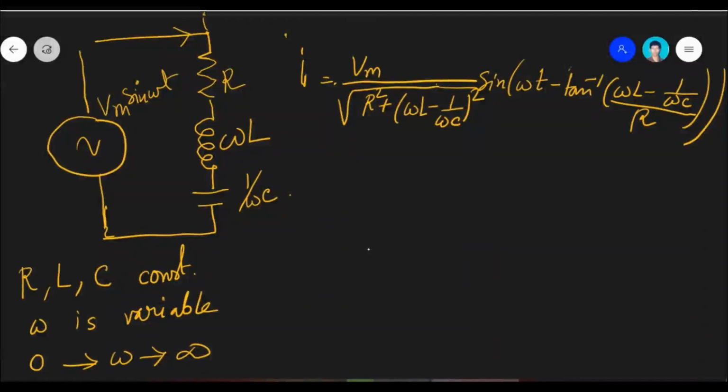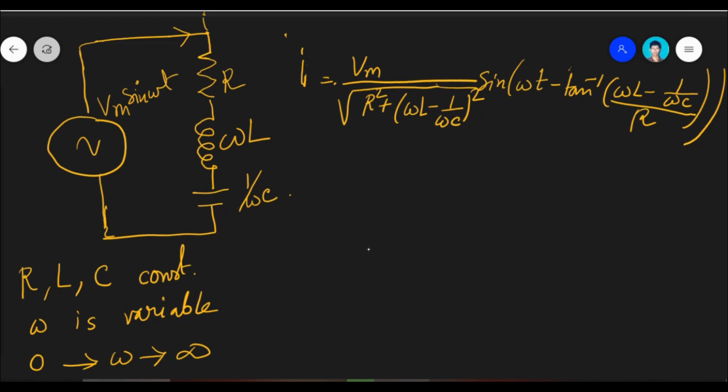Okay, so in this video we will see how, in the case of a series RLC circuit, we should consider things. Here the current expression, to save some of our time, I have already drawn the circuit and already written down the expression of the current. Now see here, the interesting thing is that R, L and C all are constant, but the variable is omega.